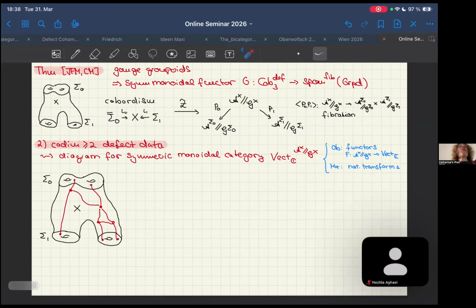Okay, so this is what we do with the gauge groupoids, but we still have the data for the codimension 2 and 3 defects. The codimension 2 defects, these lines here, and their boundary endpoints, carry representations of action groupoids, and the codimension 3 defects carry natural transformations between them.